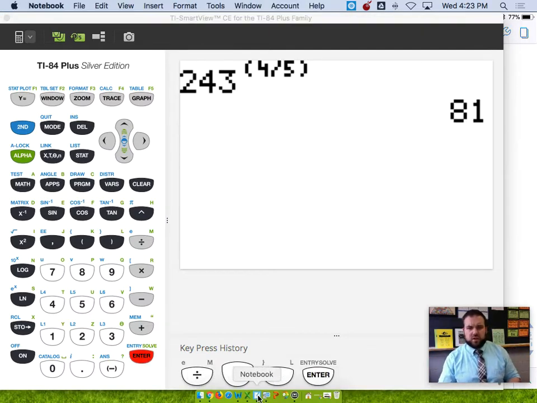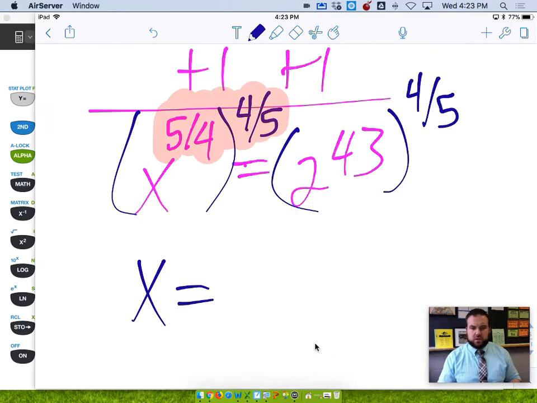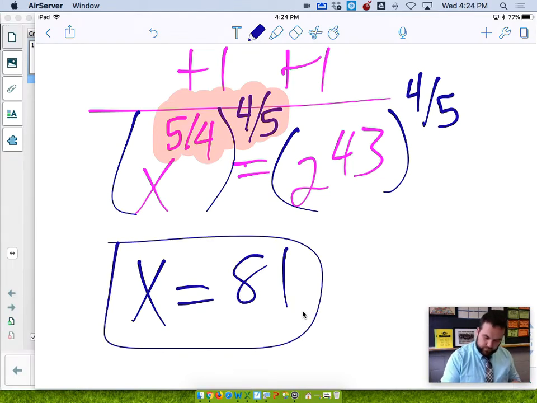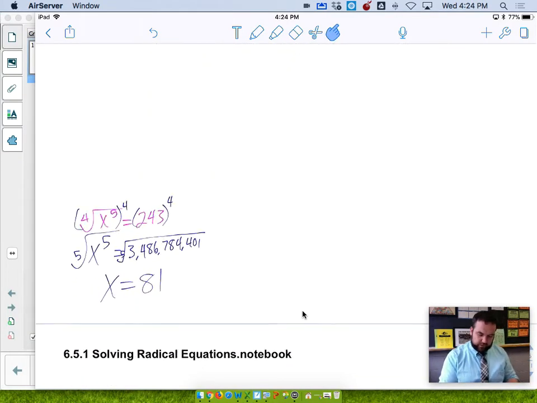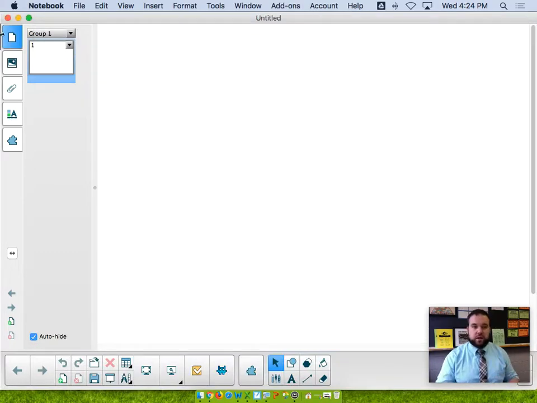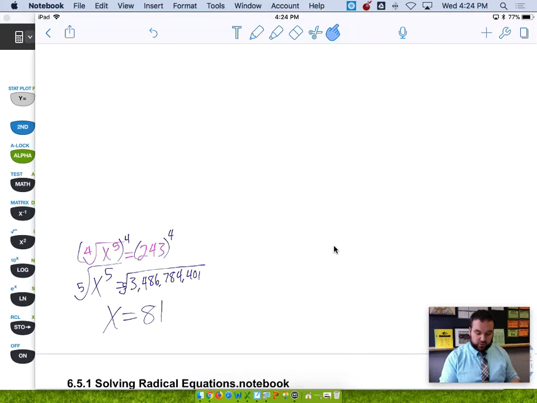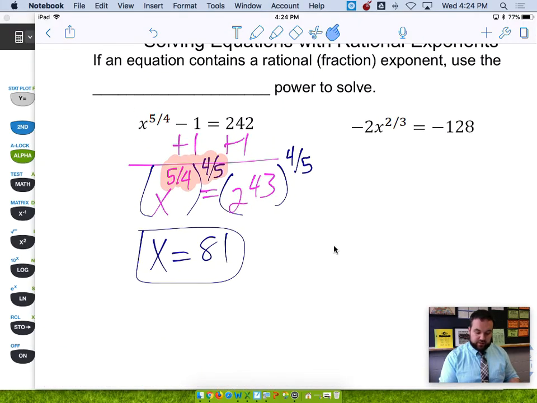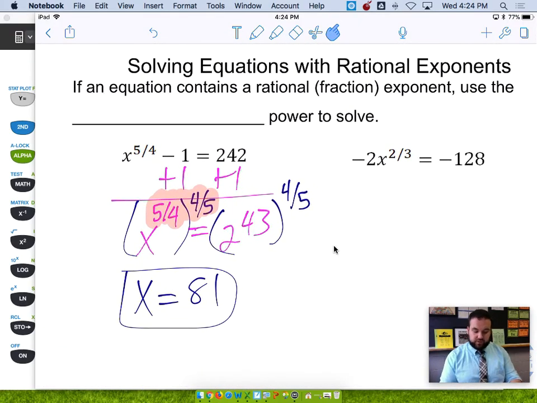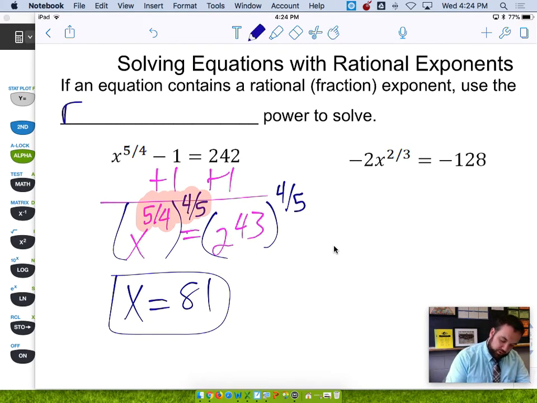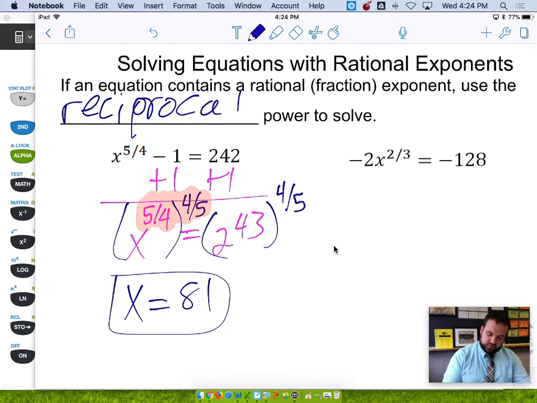So if you want to solve it this other way, x equals 81. If you feel like solving it the longer way, where you rewrite it as a radical, you can certainly do that, and that's a totally reasonable way to do it. But I think this is a lot quicker. So if an equation contains a rational exponent, use the reciprocal power to solve.